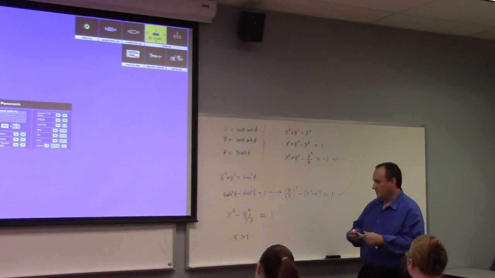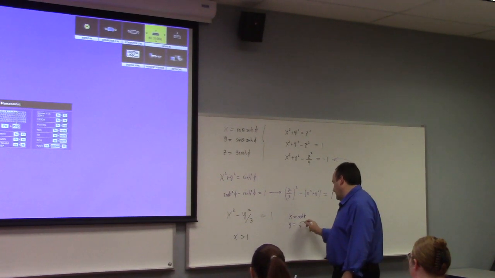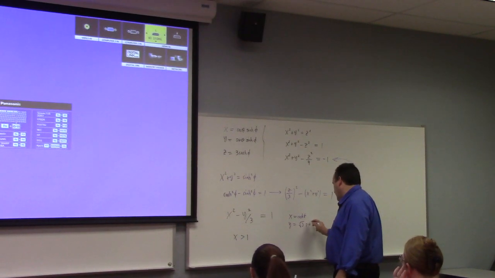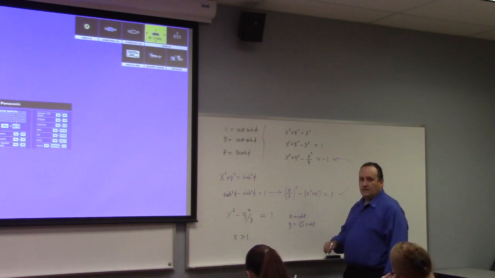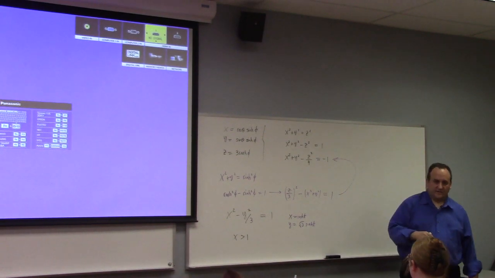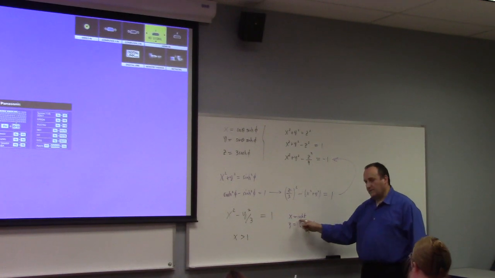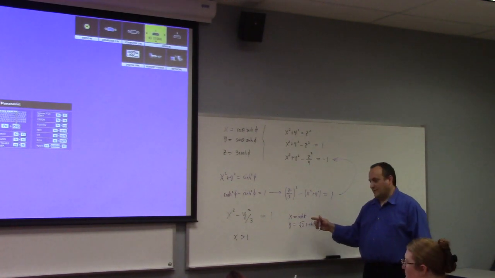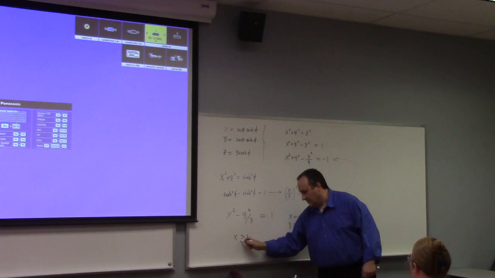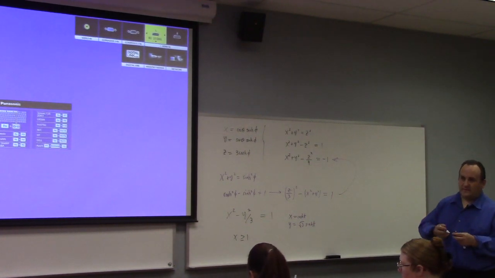You should just go, oh, I know what this is. This is a hyperbola. So I write down x is equal to cosh t, and I write y is equal to the square root of 3 sinh t, because I know if I do that, then when I plug those in, I get cosh squared minus sinh squared. Woohoo! And by the way, by construction, x is greater than or equal to 1, just to make it not nasty. There we go. That's how we parameterize a hyperbola.